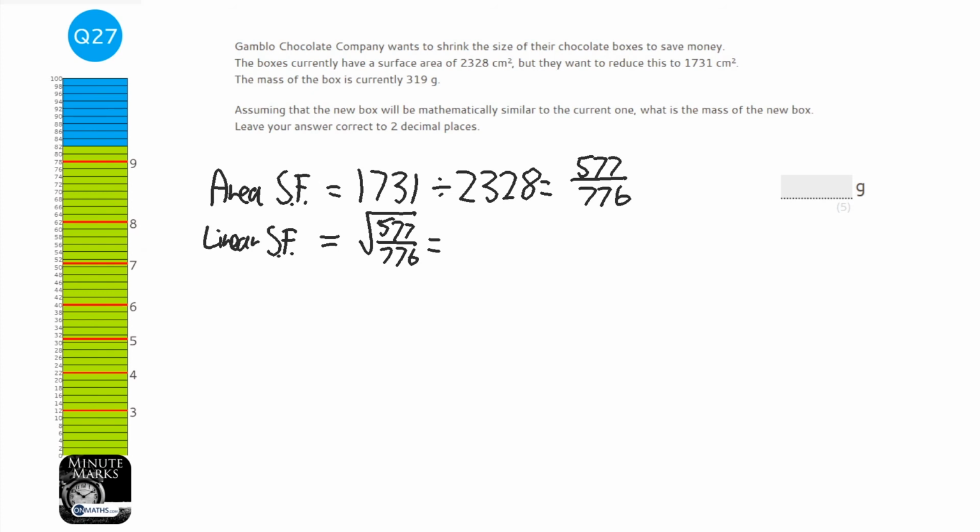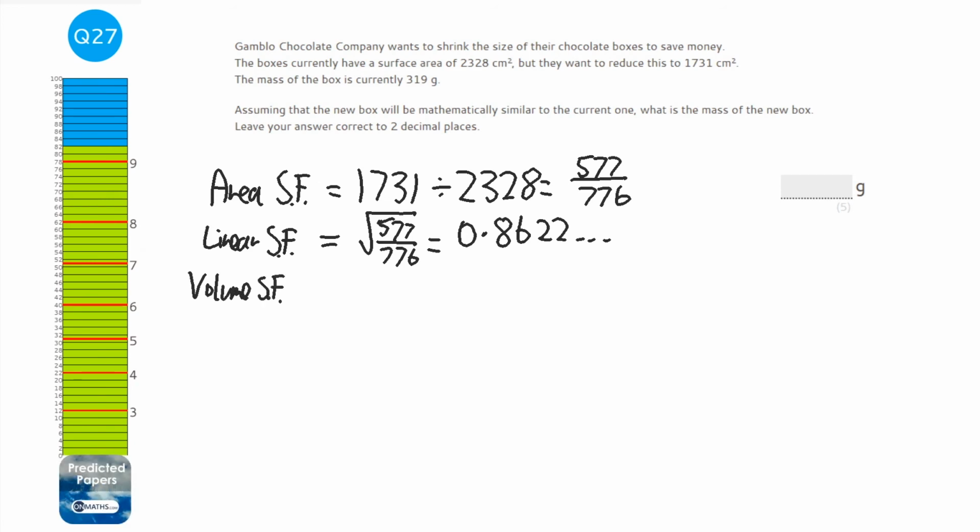Press equals, and it now gives me a decimal of 0.8622, blah, blah, blah. And when I do the little dashes at the bottom there, I'm showing the examiner that I'm going to keep it in my calculator. I'm not going to round it. Right, so we need to work out the volume scale factor.